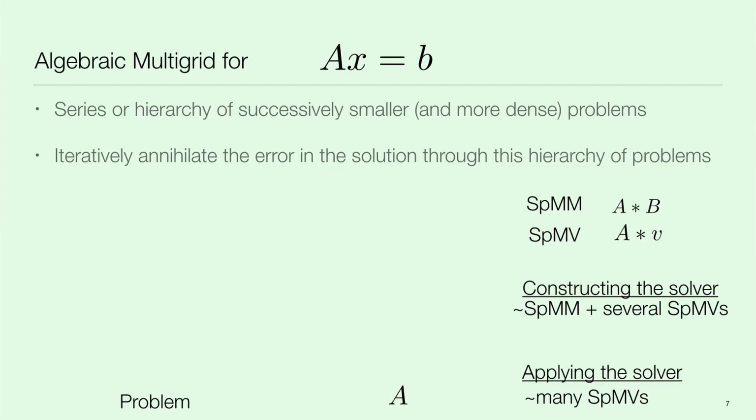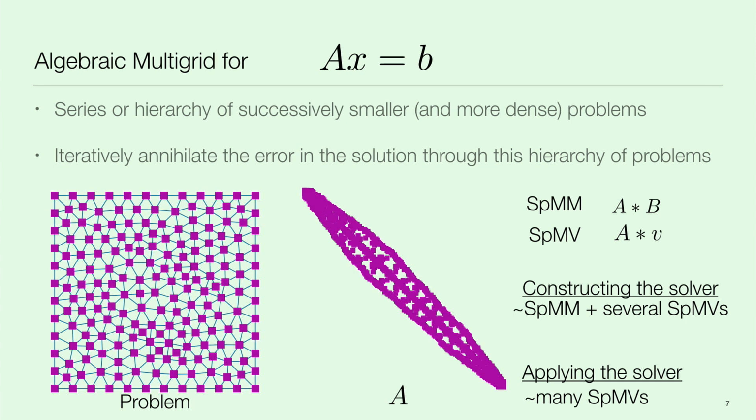All right, so now we're getting more to the point, and we're going to see the main challenge that we've been looking at, which is in algebraic multigrid. Algebraic multigrid attempts to solve systems Ax = b through a series or hierarchy of successively smaller problems. The advantage of having smaller problems is that they should be cheaper, and they're not, which is the issue.